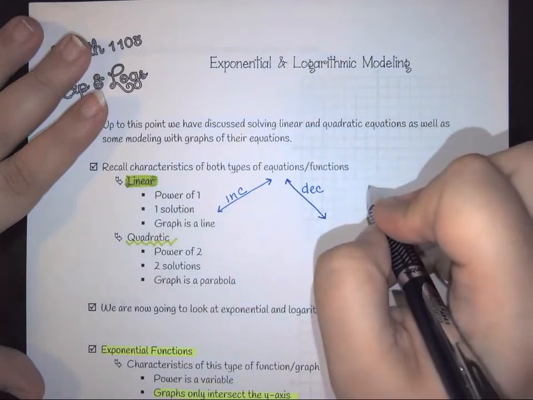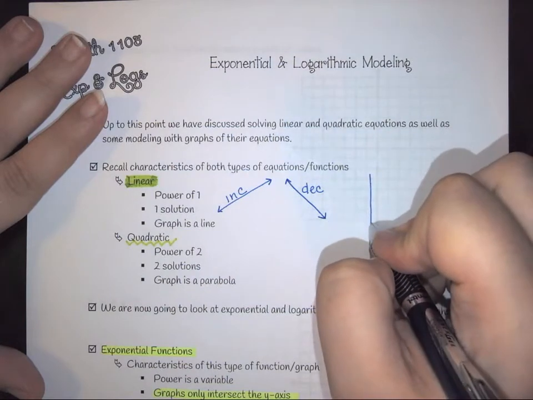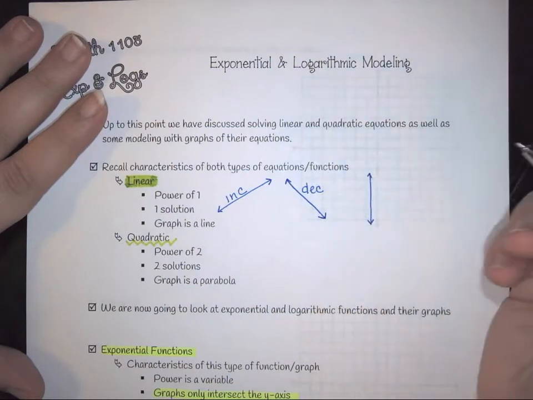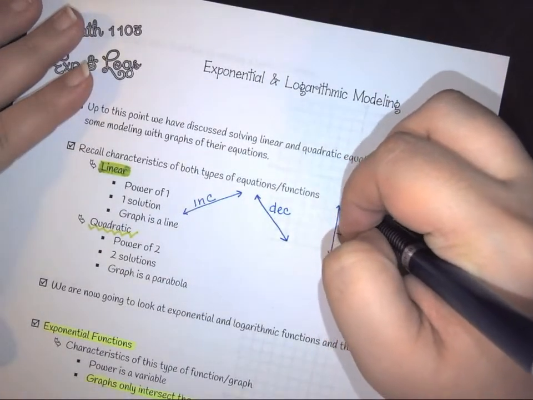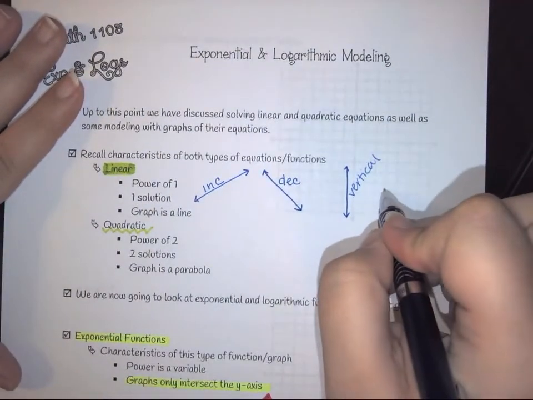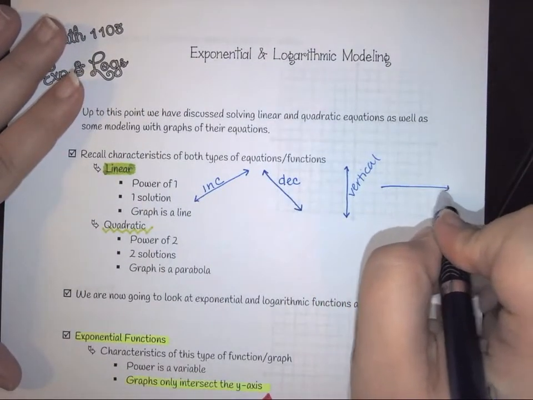We also have your vertical line. So that's the one that is straight up and down. So this is vertical. And we have horizontal.